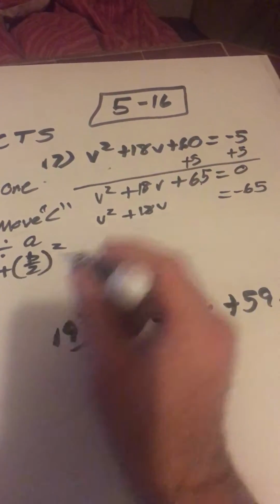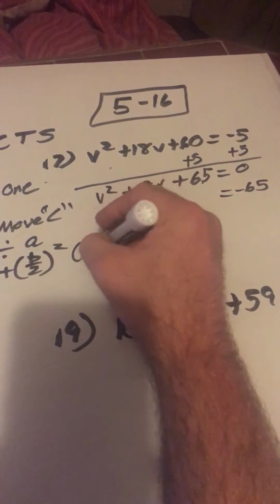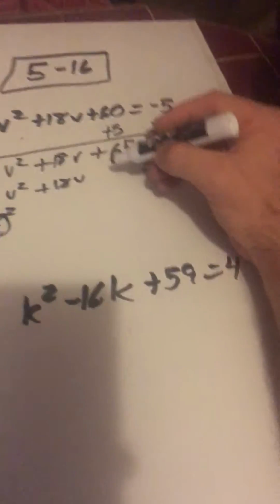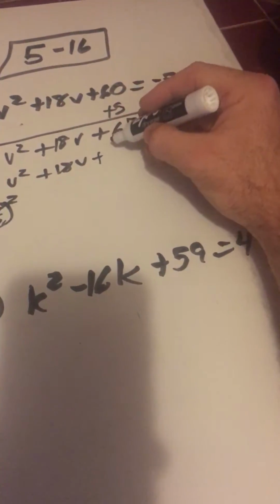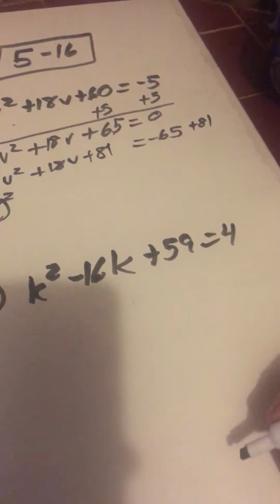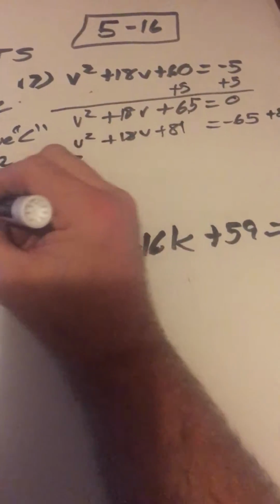And so the b is 18. So we take 18 over 2 squared, and we add it to both sides. Now 18 over 2 is 9. 9 squared is 81. So we add 81 to both sides. After that part, we factor.